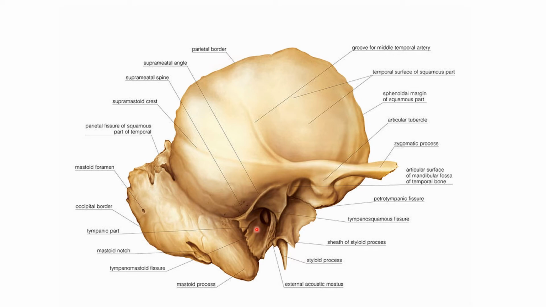And this bony part is also composed of the squamous part of the temporal bone above and behind. Here is the squamous part and here is the tympanic part. So the tympanic part is below and in front and the squamous part is above and behind.